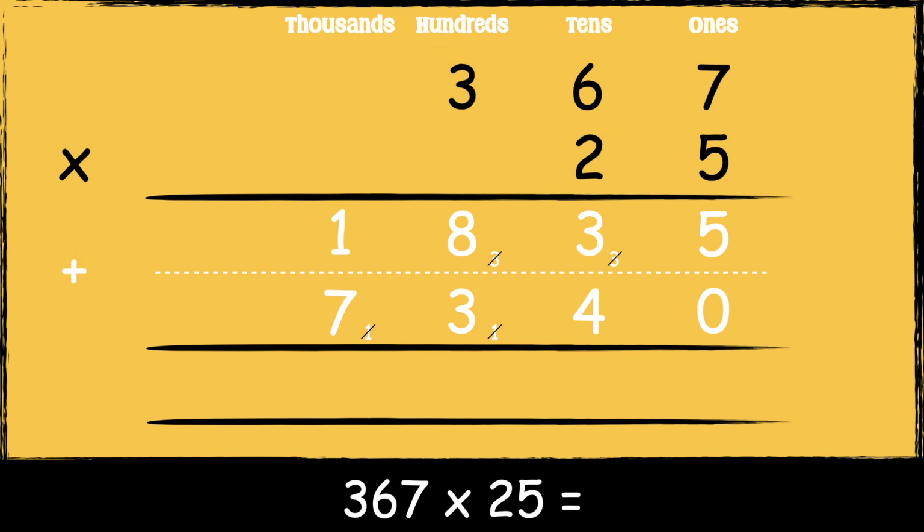The next step is to add the two answers together. So 5 add 0 is 5. 3 add 4 is 7. 8 add 3 is 11. We carry the one below in the thousands column, as it represents 1000. 1 add 7 add 1 is 9. So the answer is 9,175.